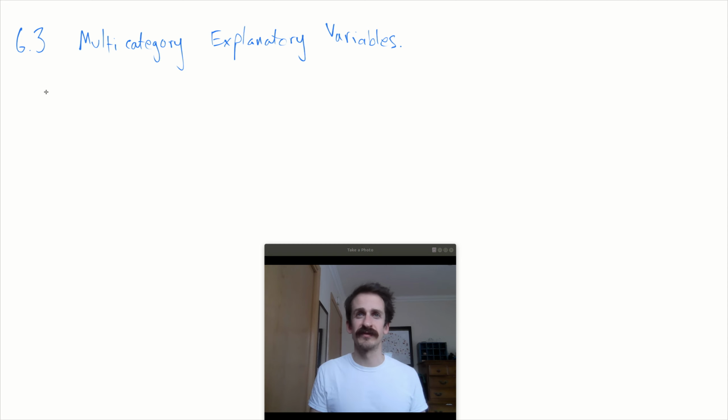Multi-category explanatory variables. When are they useful? Let's say that instead of just wanting to compare 2 regression lines, we might want to compare 4 or 8 or 20. So we have some kind of categorical variable. In the case of corn yields, we looked at comparing 2 different states, Wisconsin and Illinois.